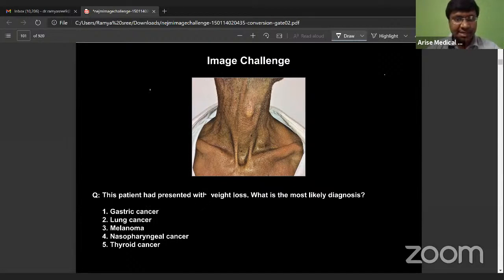The patient has presented with weight loss. What is the most likely diagnosis? Observe the neck of the individual, the clavicles, and the supraclavicular area, and then give the answer. Gastric cancer, lung cancer, melanoma, nasopharyngeal cancer, thyroid cancer. The patient had presented with weight loss. What is the most likely diagnosis?